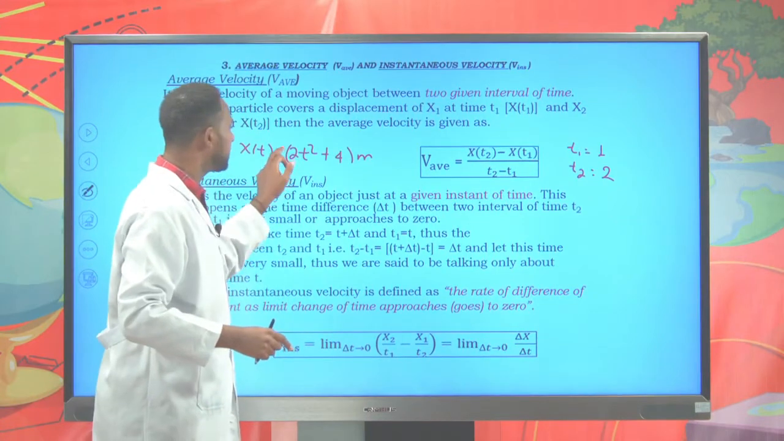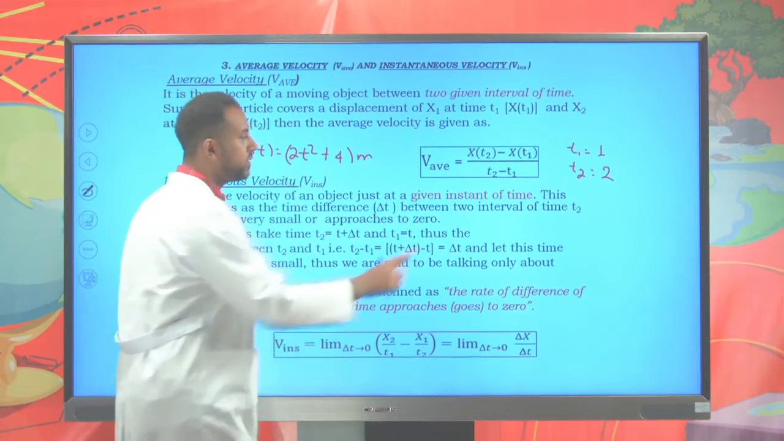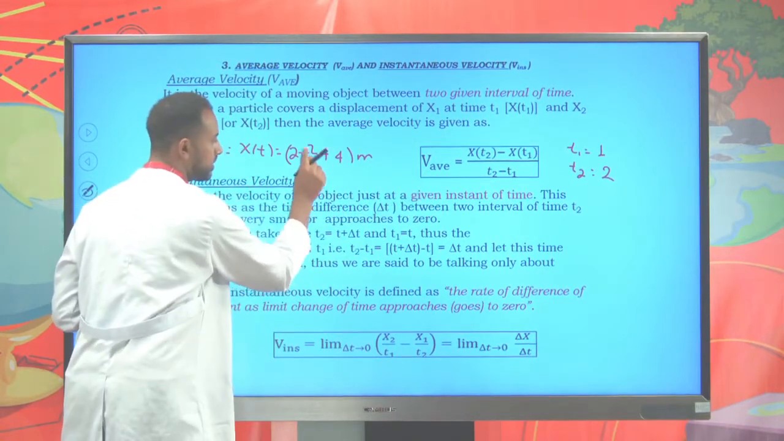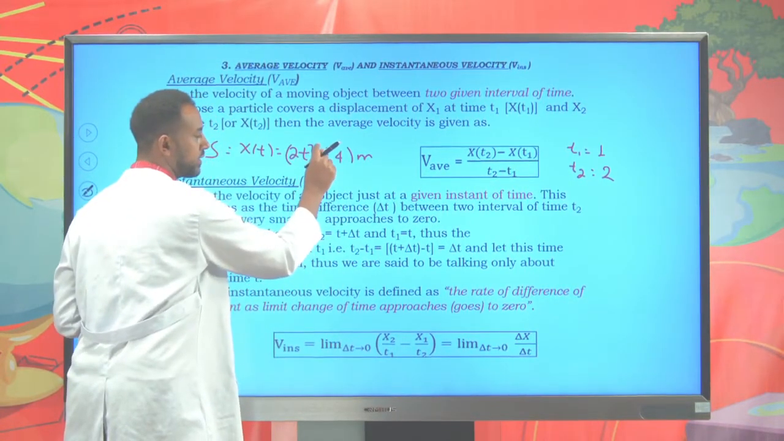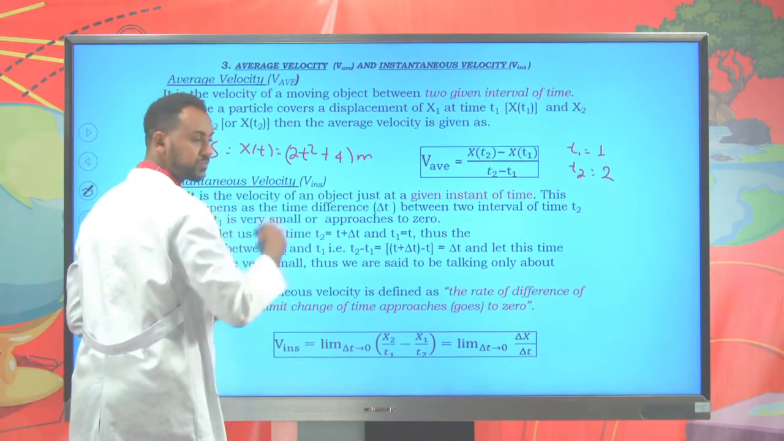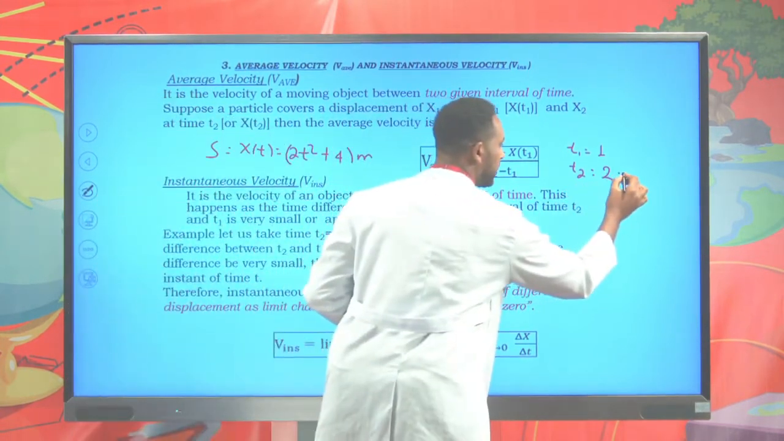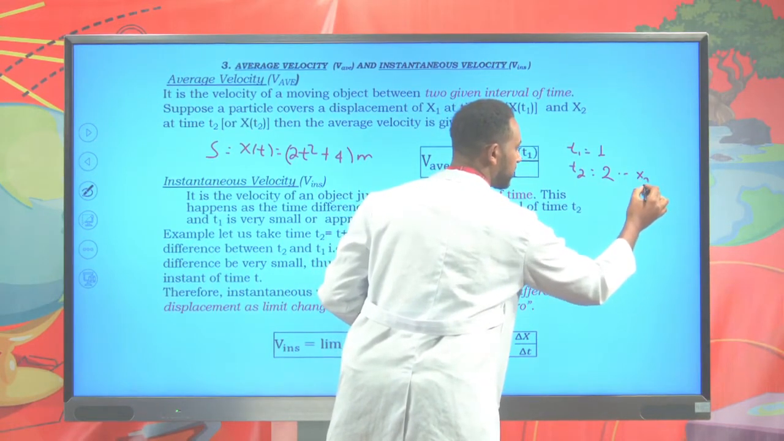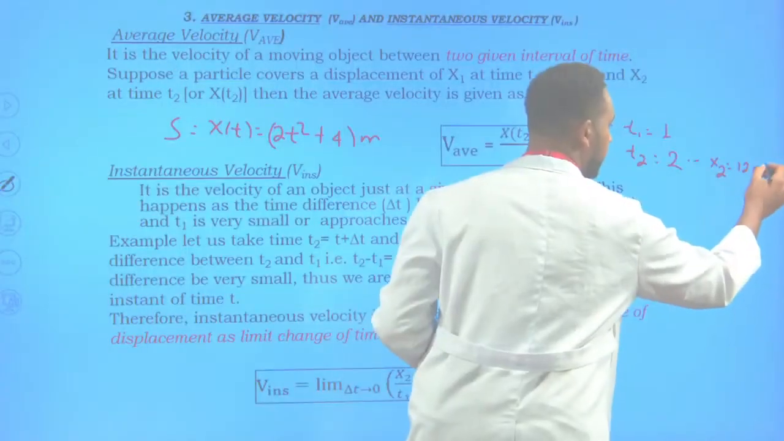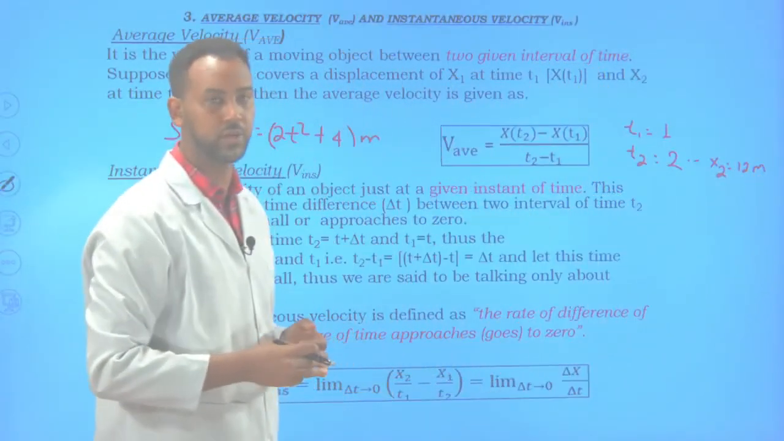What is the displacement at time t2 equals 2 seconds? 2 squared gives you 4, 4 times 2 is 8, and 8 plus 4 gives us 12 meters. The displacement of the particle at time t2 is 12 meters. The particle reaches 12 meters at time t2 of 2 seconds.